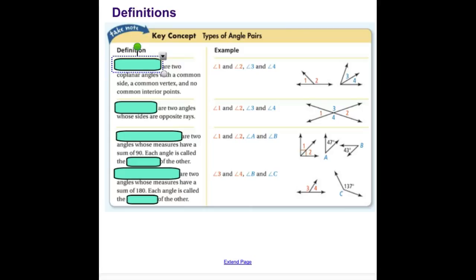Okay, the first word is adjacent angles. Adjacent angles are two angles that share a common side, a common vertex, and no common interior points. So basically, if you're looking over at this picture, 1 and 2 are adjacent angles. They share this ray and they share that vertex, but nothing else. Same thing with 3 and 4. They share a ray and a vertex and nothing else.